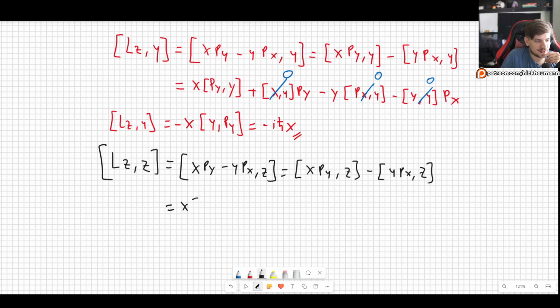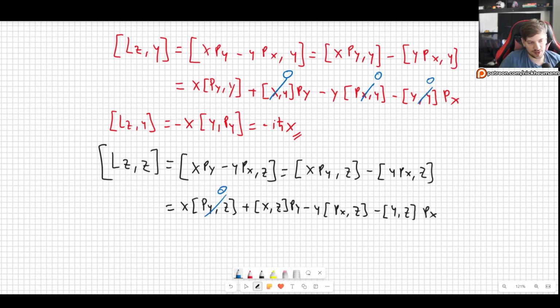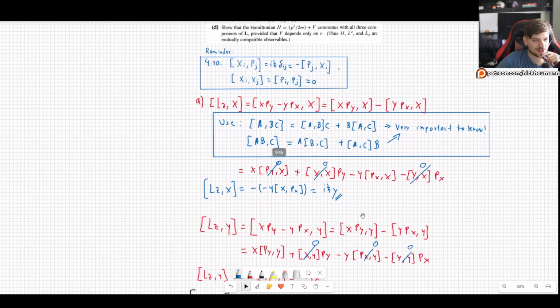So this would be iℏpy, comma z plus x, comma z py minus iℏpx, comma z minus y, comma z px. So this is 0, right? Delta ij, they are different, 0. These commute, 0. Delta ij different, 0. These ones commute, 0. So this thing is 0, exactly like we wanted. So those are the first 3.